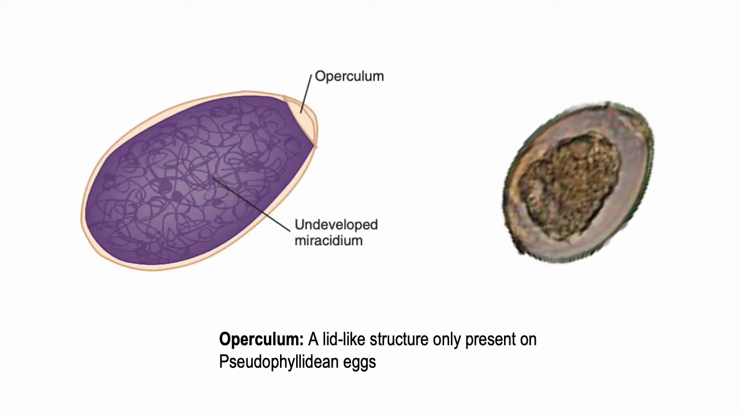So here is an example of an operculated egg. Technically, when we say operculated, that means these are eggs that contain an operculum. The operculum is a lid-like structure that usually opens once the developing larva is ready to go outside the shell. Usually this is only present in pseudophilidean eggs such as Diphyllobothrium latum, or D. latum, and Spirometra species.